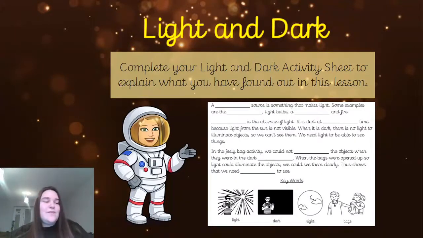So hopefully from this lesson you have taken from the fact that you need light to see, because the light therefore goes into your eyes and then reflects, it bounces back so you can see the objects. So dark is the absence of light and we need light to see.